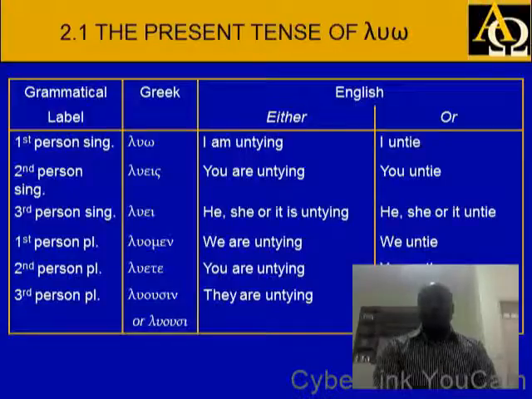Luei means he or she is untying. Luomen means we are untying. Luete means you are untying. Luozin means they are untying. Now in English, it's very difficult to know when you say you what you actually mean, because you can mean you singular, but you can also mean you plural. But it is not the same in Greek. In Greek, when you say you, you know which you you are talking about. It's you singular or you plural.